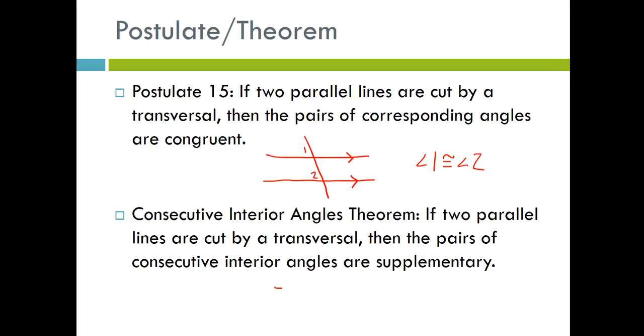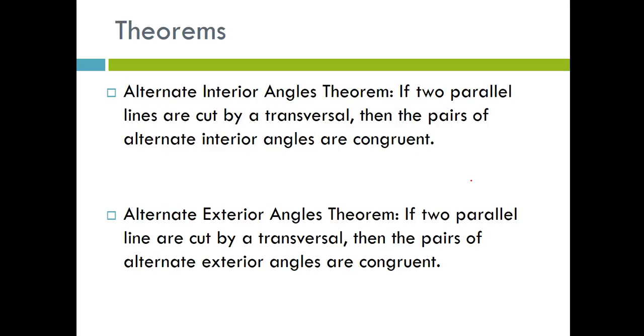Consecutive interior angles, so remember those are between the lines, and consecutive means right next to each other. Again, if those lines are parallel, consecutive interior angles are supplementary. Remember, that means they add up to 180. So the measure of angle 1 plus the measure of angle 2 equals 180 degrees. That's the only one that's 180. The rest of them actually end up being congruent.